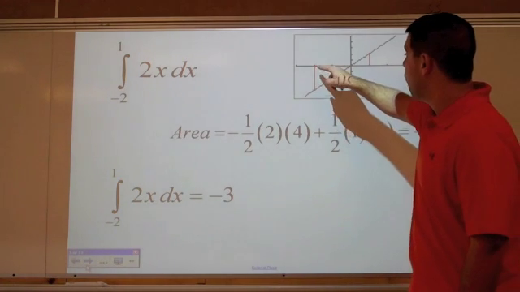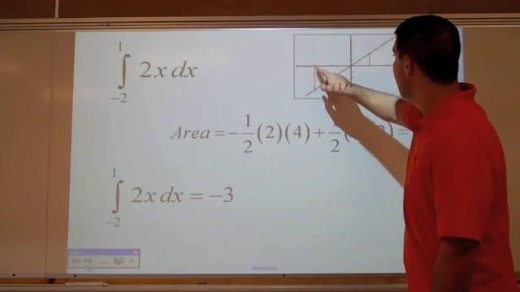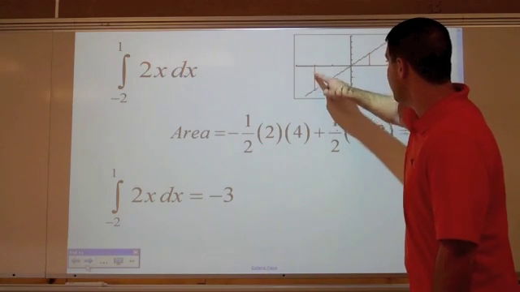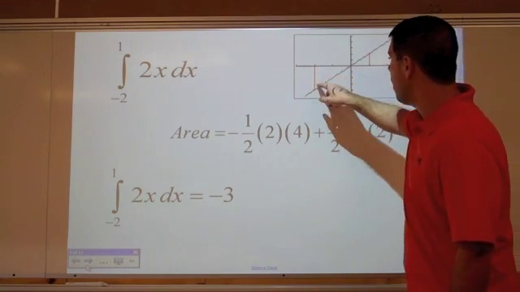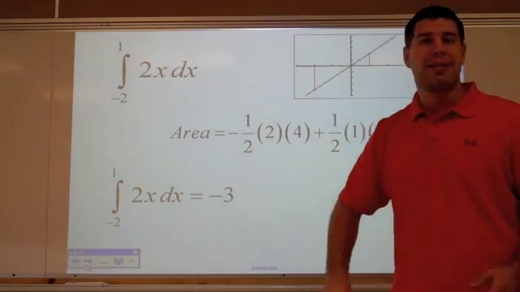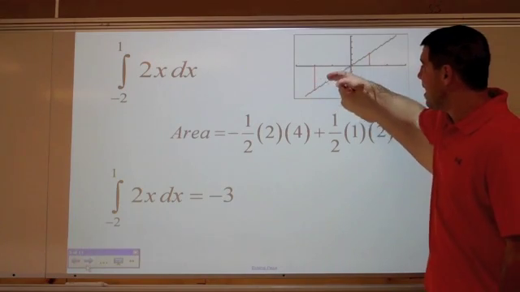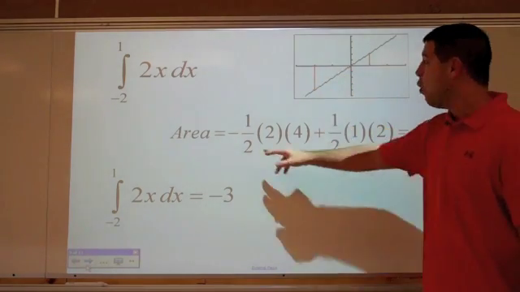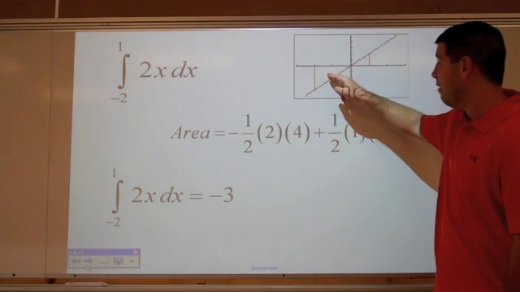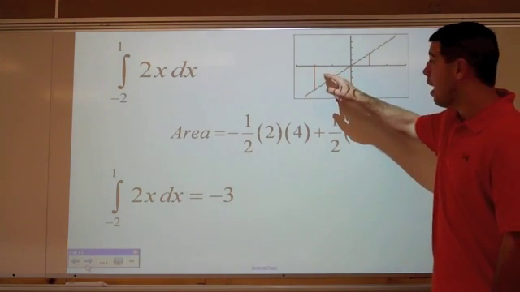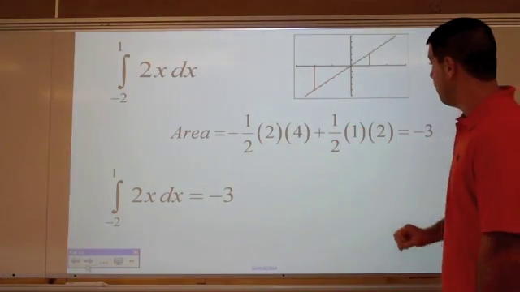So we have 1/2 base times height for the area of this. So 1/2, base is 2, height is 4. This was 2x. So the base is 2, the height is 4. 1/2 base times height is the area of a triangle. But because this area here is under the x-axis, we're going to throw a negative sign out there. So this triangle here has an area of -4 in terms of the definite integral definition.